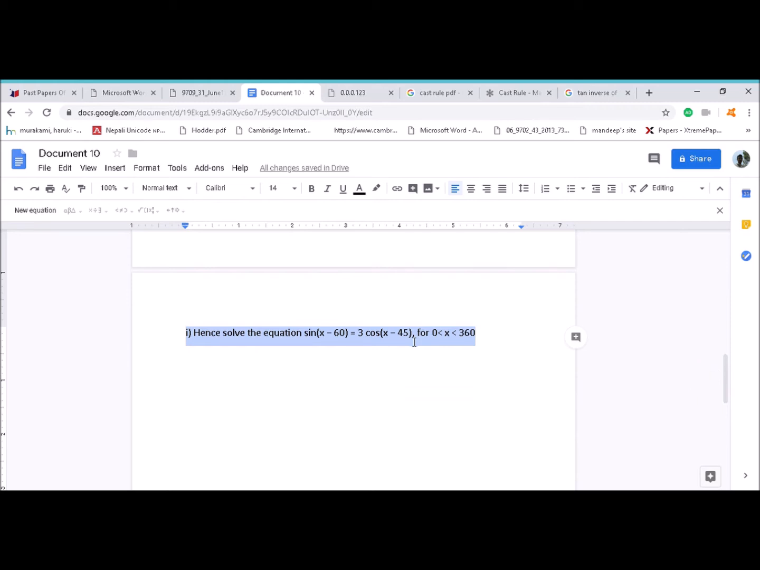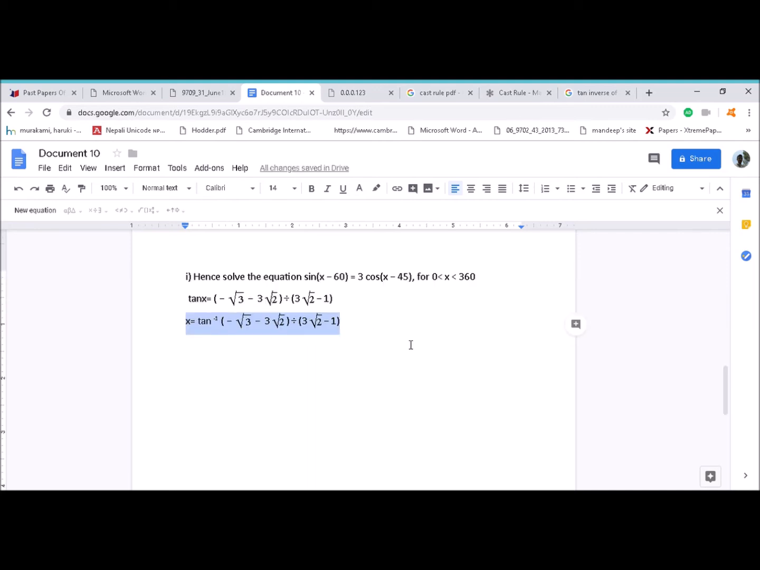They just give the same equation and tell us to solve this to find the angle of that. So after this we can write it as tan x equals minus root 3 minus 3 root 2 divided by 3 root 2 minus 1. After this, x equals tan inverse of minus root 3 minus 3 root 2 divided by 3 root 2 minus 1, which will be equal to minus 61.51 degrees.